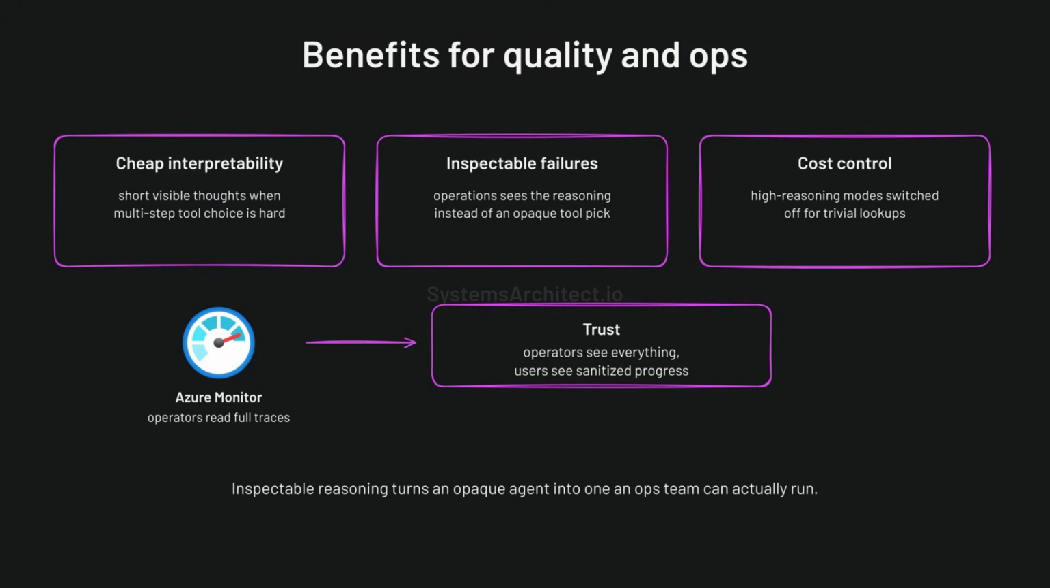Visible short thoughts give cheap interpretability when multi-step tool choice is hard. Operations teams get inspectable failures instead of opaque tool picks. Cost control improves when you switch high reasoning modes off for trivial lookups. Trust improves when operators see full traces while users see only sanitized progress.